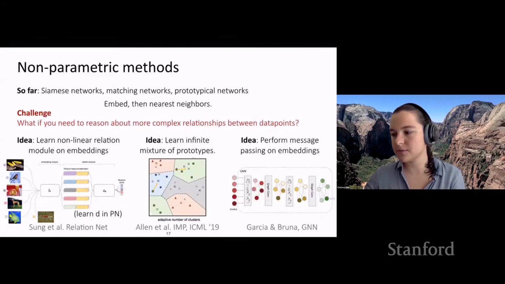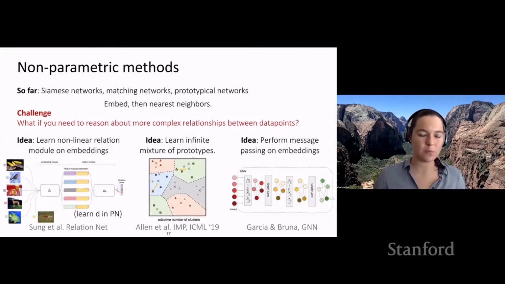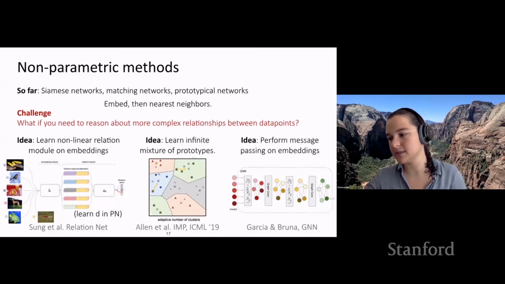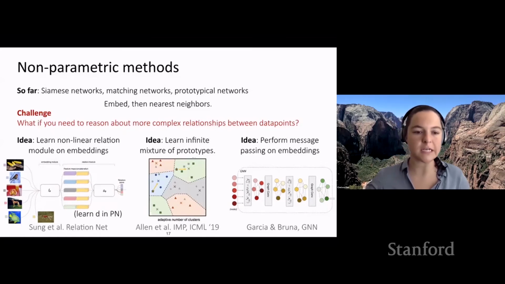And then a third approach, if you have even more complex relationships between the different classes, is another approach that uses graph convolutions to essentially do message passing on the embeddings, where you have a set of embeddings and then you pass messages loosely between those different embeddings to refine your representation of each class.